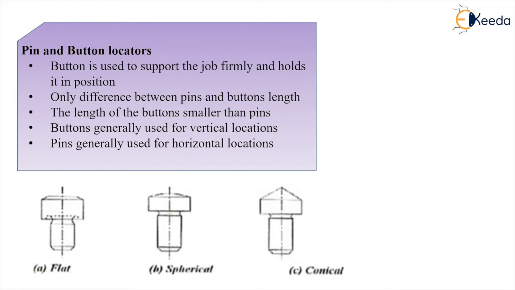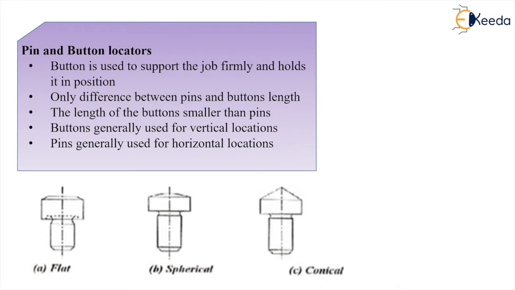So first one, see, we have pin and button locators. So here the button is used to support the job firmly and holds it in position. So the only difference between the pin and the button locators is the length. The length of the button is smaller than the pin. So the button is generally used for the vertical locations, whereas the pins are generally used for the horizontal locations.